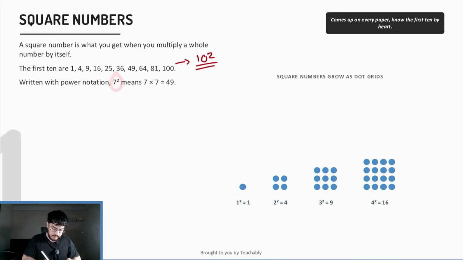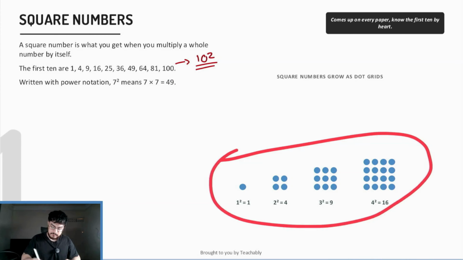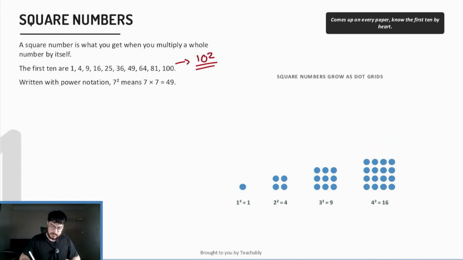7 squared, that's how we read it out, means 7 times 7, which is 49. And if you want a little visualization, it looks like this. So that's 1 dot, which is 1 squared. This is 4 dots, which is 2 squared. And this is why they're called square numbers, because they form triangles, right? It's the area of a 2 by 2 triangle.